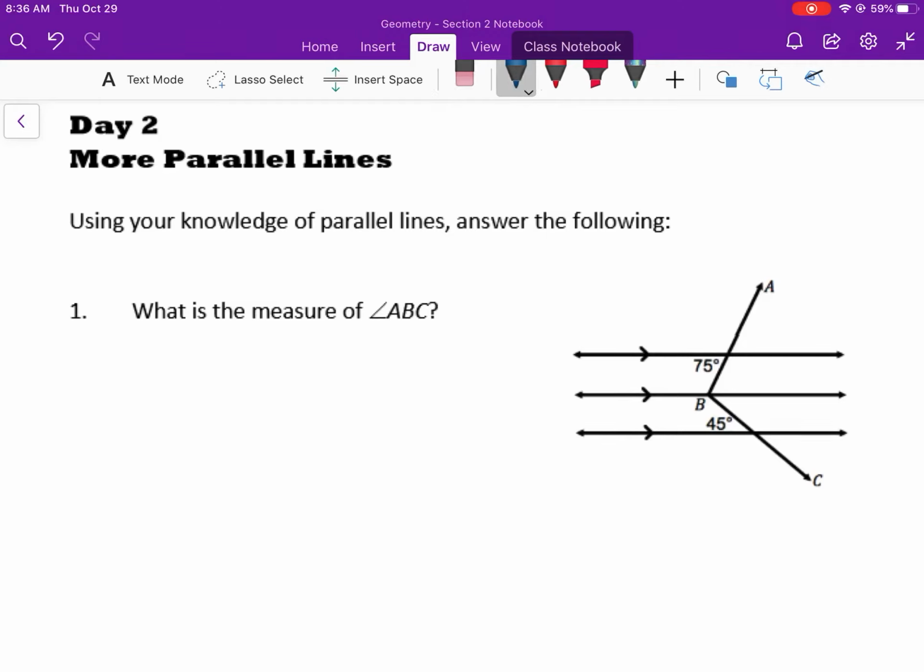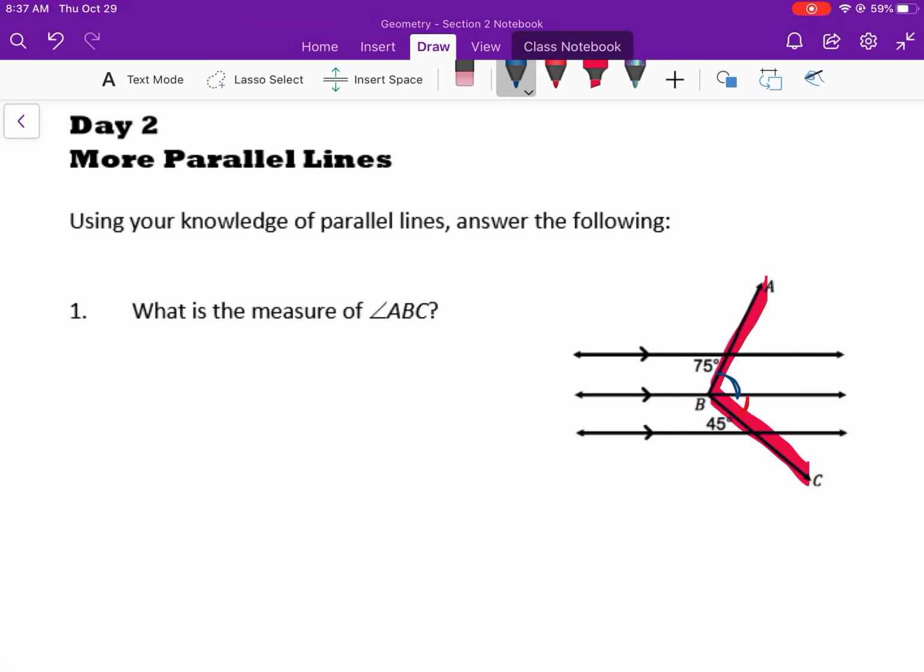Okay, geometry fans, I'm doing a quick video on parallel lines day 2, and they do auxiliary lines and then some other stuff. So when you look at this, you notice if we have 3 parallel lines and we are looking for the measure of angle ABC, notice that ABC is made up of that angle and of this angle.